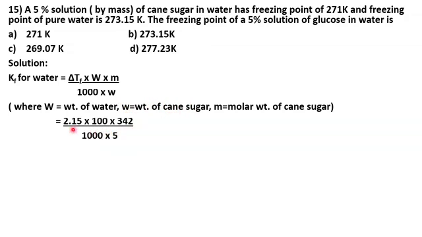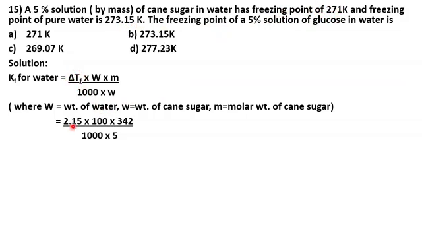So substituting the values. So here delta Tf can be calculated by subtracting the freezing point of the cane sugar solution from the freezing point of pure water. So after formation of solution, obviously freezing point of the solution will decrease. So hence pure solvent will have greater freezing point compared to the solution here. So 273.15 minus 271 Kelvin gives delta Tf, that is change in the freezing point.